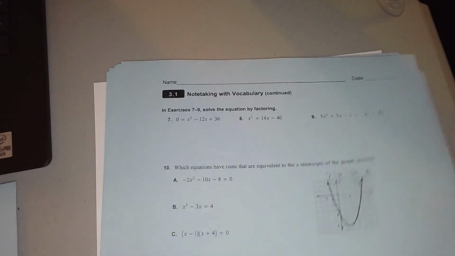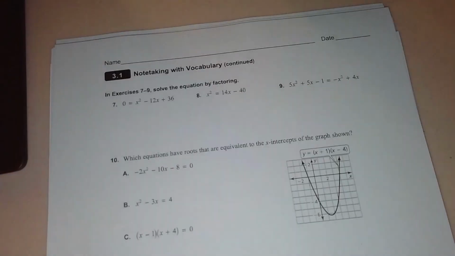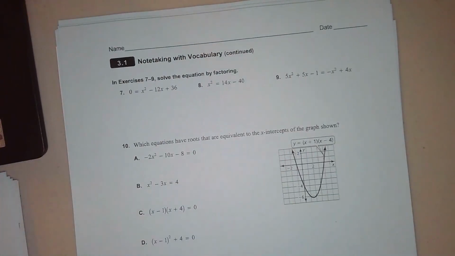Okay, let's move to page 49. On page 49, we have a whole bunch of different kinds of examples. I wanted to go through some. Sorry, trying to get a better picture. There we go. It says solve the equation by factoring.